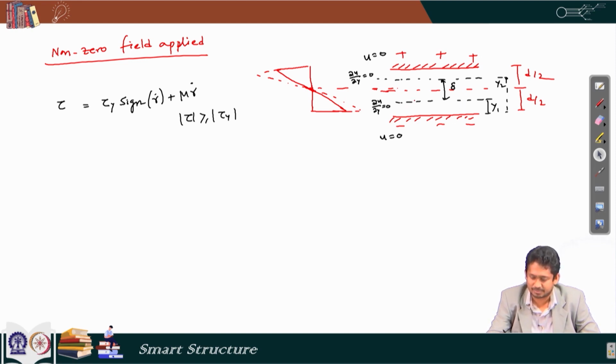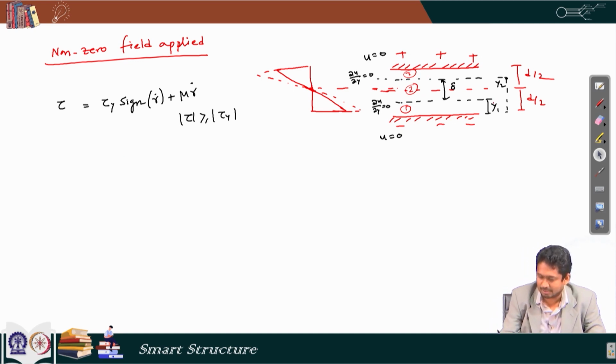So, we divide this entire zone into three parts, maybe zone 1, zone 2 and zone 3. Now, because of the symmetric nature of the problem, this zone 2 is placed symmetrically. So, based on the dimensions, we can say that the thickness of zone 1 is (d minus delta) by 2 and the thickness of zone 3 is also (d minus delta) by 2, and that tells me that the value of y1 is (d minus delta) by 2, and accordingly I can find the value of y2, that is (d plus delta) by 2.